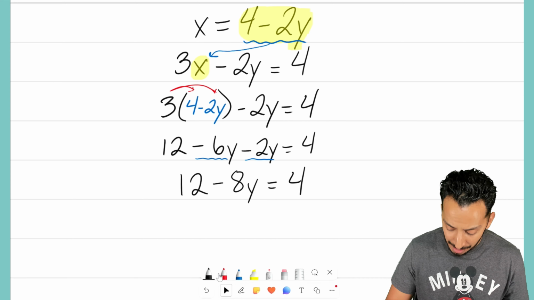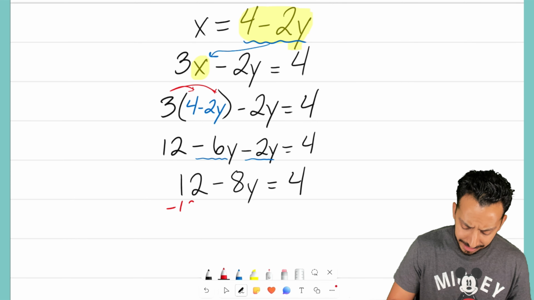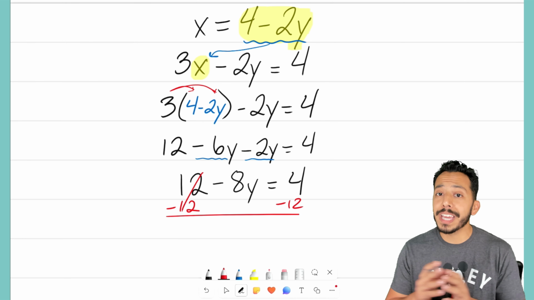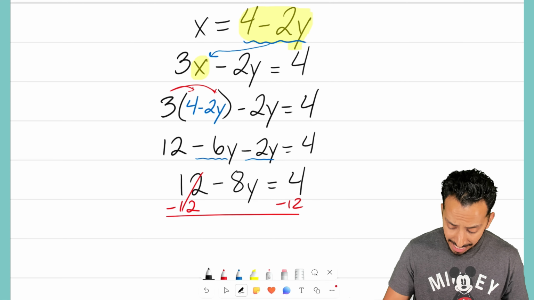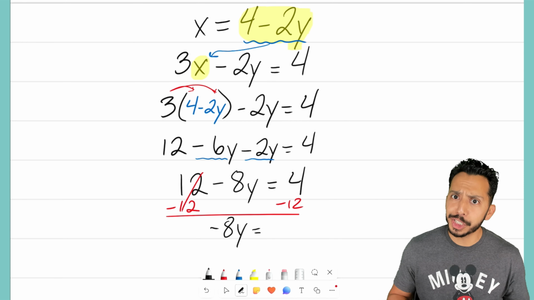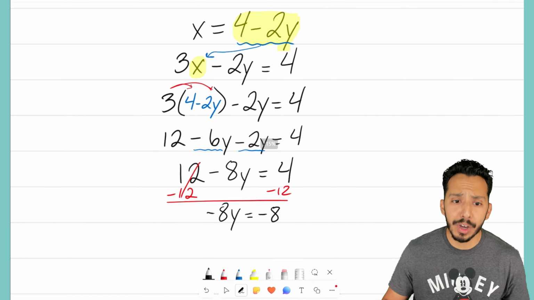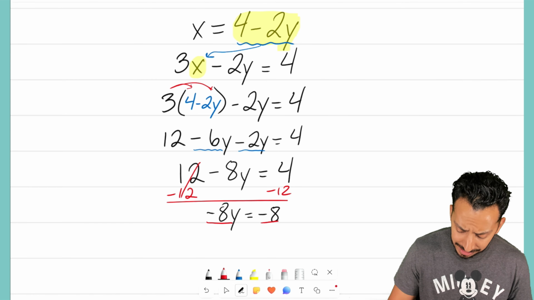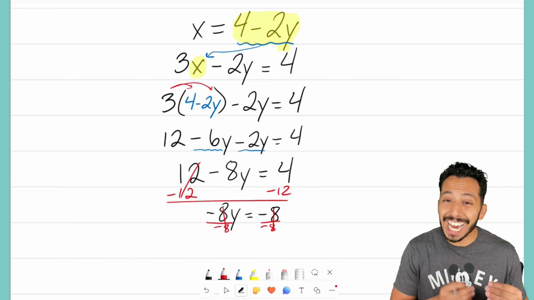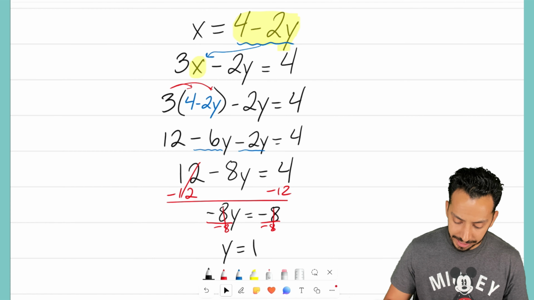So what's my next step? I want to get rid of this 12. I don't like that 12 over here, right? So I'm going to minus 12. I'm going to minus 12, moving that constant over to the other side of the equation. And I now have negative 8y's. It's going to equal 4 minus 12, which is negative 8. And our very last step to get y by itself is to divide both sides by negative 8. Notice that each side is going to simplify to 1, leaving me with y equaling 1.